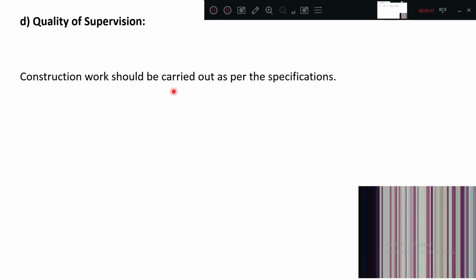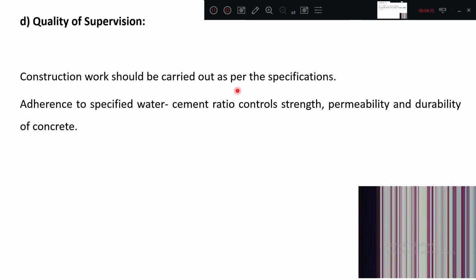Construction work should be carried out as per the specifications. Adherence to the specified water cement ratio controls the strength, permeability and durability of concrete. So the water cement ratio is a very important parameter in the design of a concrete structure. With good adherence to the specified water cement ratio, the strength, permeability and durability of concrete will be controlled.